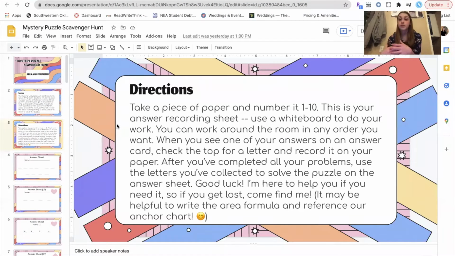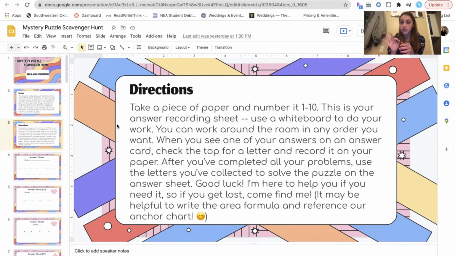You're going to take a piece of paper and number it 1 to 10. There are 10 problems. This is your answer recording sheet. So you will use a whiteboard to write your answer, to work out the problems, do all the math that you need to do. But you'll put your answer on the answer recording sheet. You can work around the room in any order you want to, because order does not matter. When you see one of your answers on an answer cards look different than problem cards.